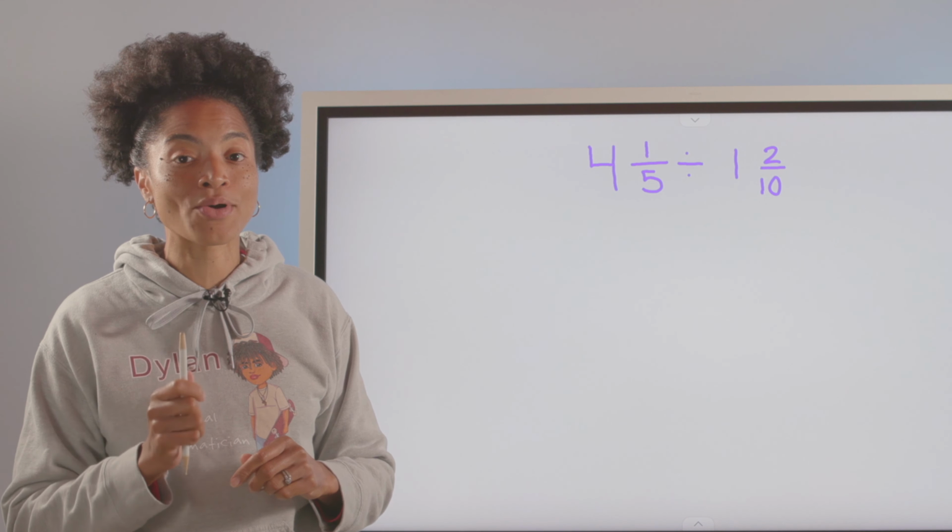Let's do another one. 7/2 is called a what? An improper fraction because the numerator is larger than the denominator.